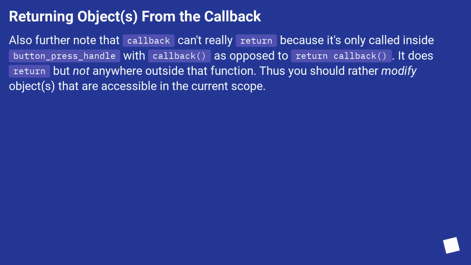Returning objects from the callback. Also further note that callback can't really return because it's only called inside button_press_handle with callback as opposed to return callback. It does return but not anywhere outside that function. Thus you should rather modify objects that are accessible in the current scope.